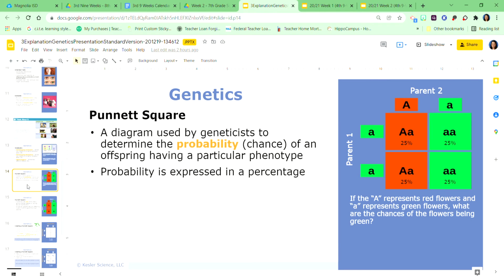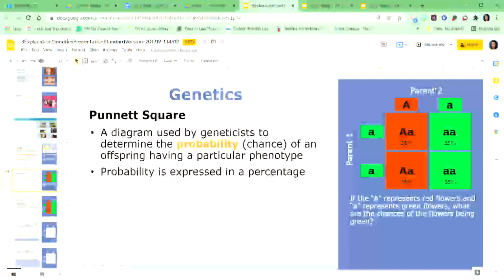So a Punnett square is a diagram used by geneticists to determine the probability or chance of an offspring having a particular phenotype. A probability is expressed in a percentage. So in this case, parent A was homozygous recessive because they are both lowercase letters. And parent B was heterozygous, which means they had a capital letter and a lowercase letter. So each of these boxes represents 25% chances.